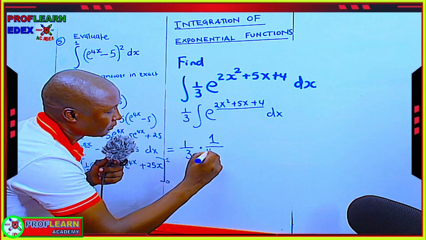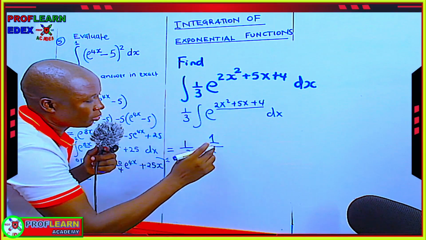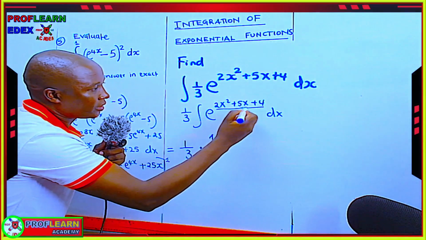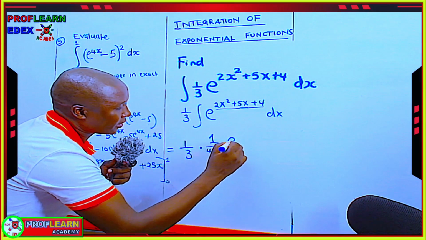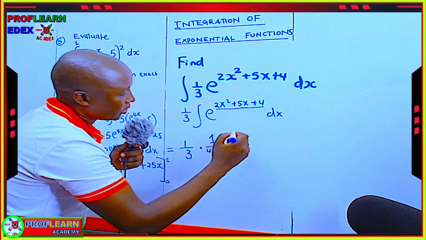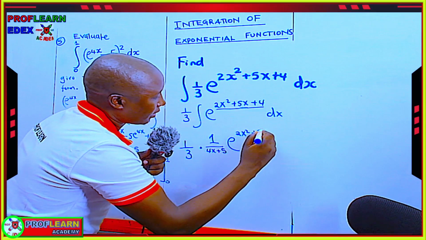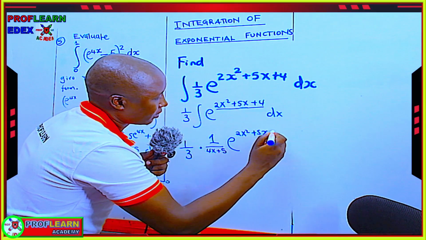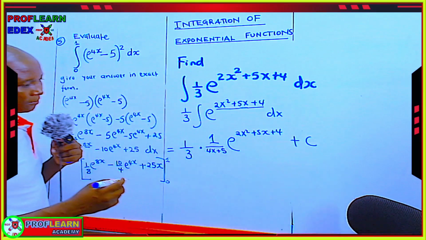Differentiating this power, we're going to get 4x, and the power is going to decrease by 1, so it will be 4x raised to power 1. Differentiating 5x, we're going to get plus 5. Then we shall write the function the way it was, e to the 2x squared plus 5x plus 4. Then we shall say now plus c.